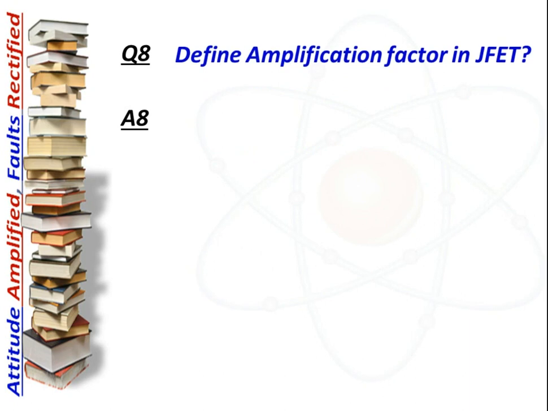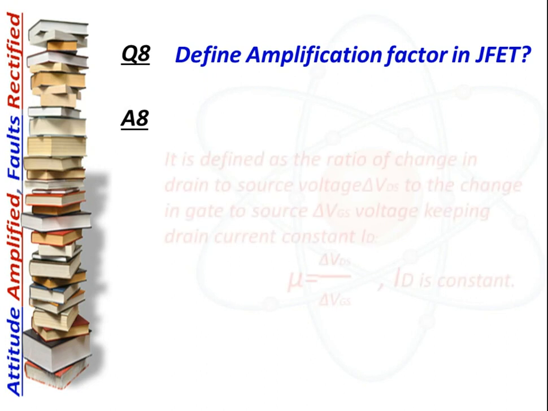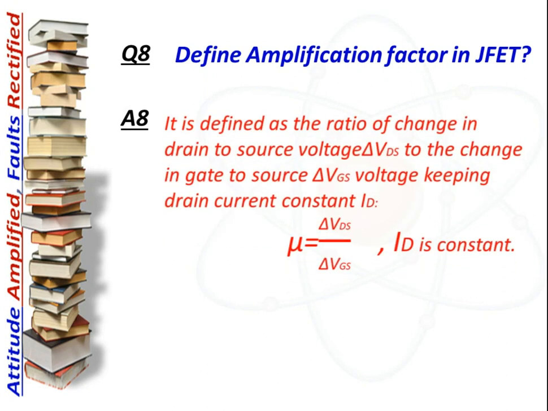Next question. Define amplification factor in JFET. Answer: it is defined as the ratio of change in drain to source voltage del VDS to the change in gate to source voltage del VGS, keeping drain current constant, that is ID. So mu is equal to del VDS upon del VGS, and ID is constant here.